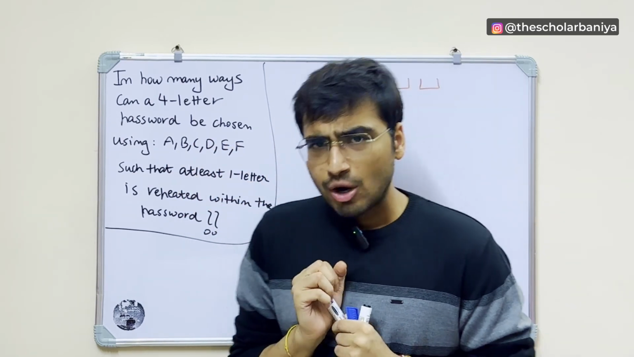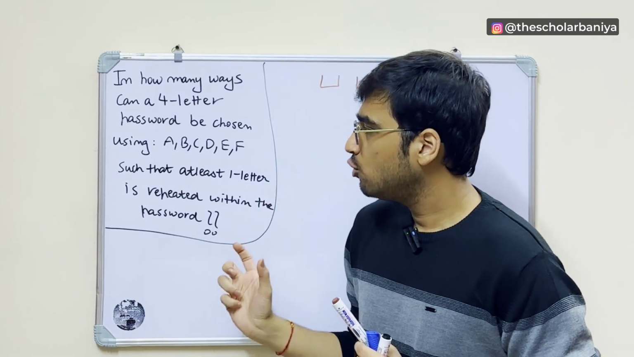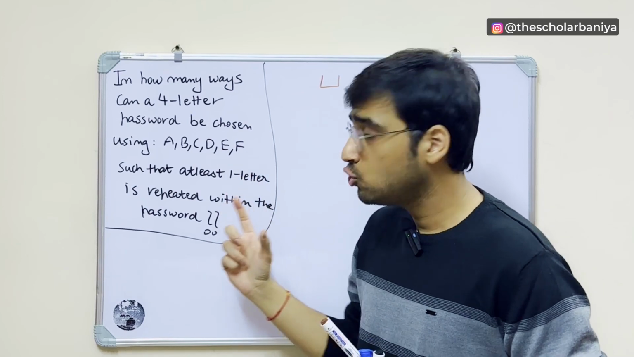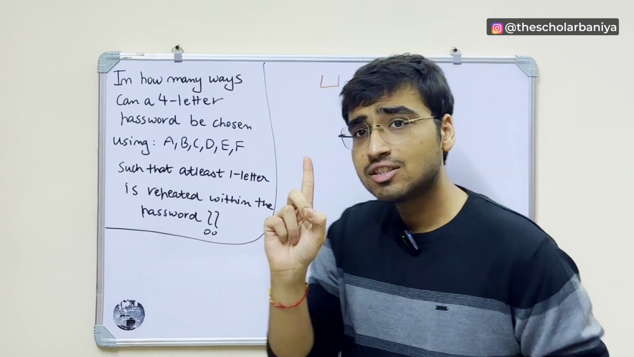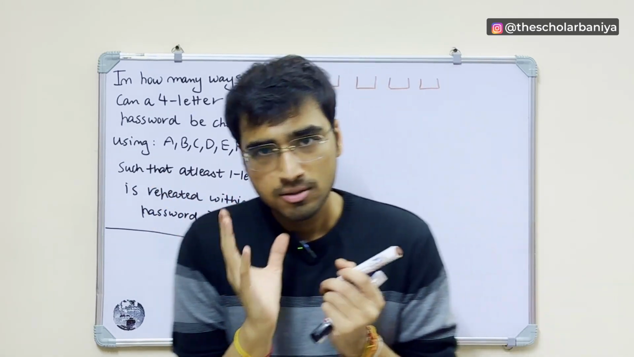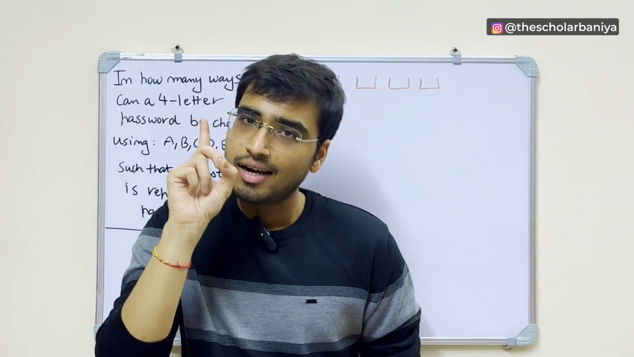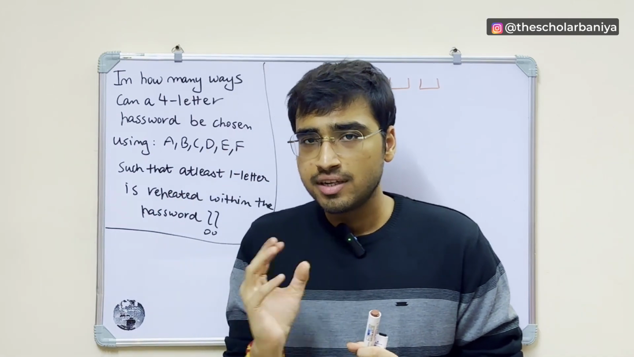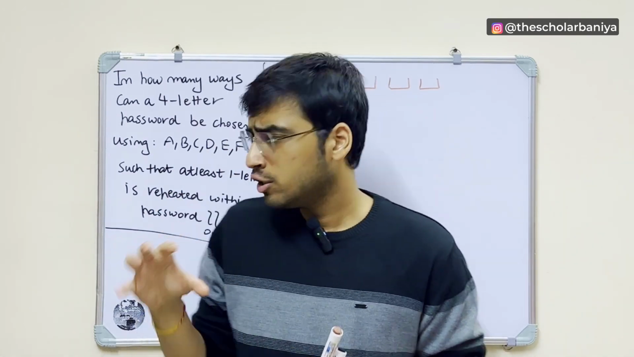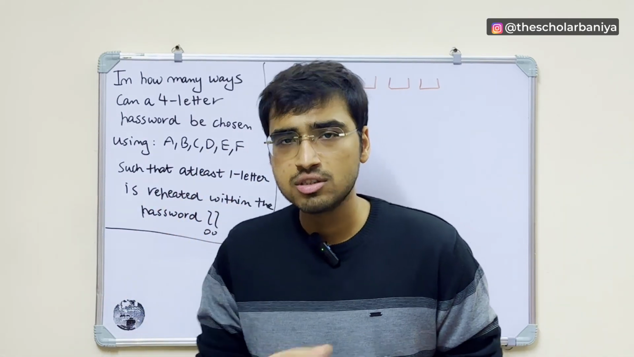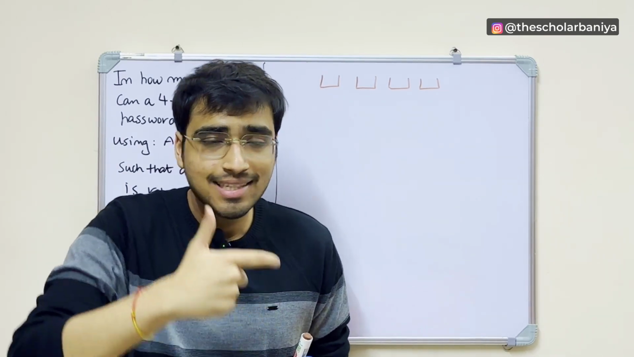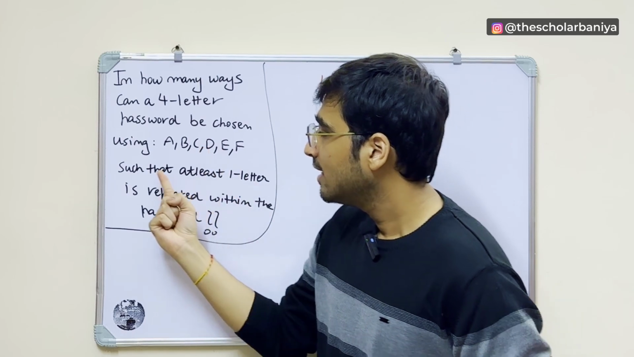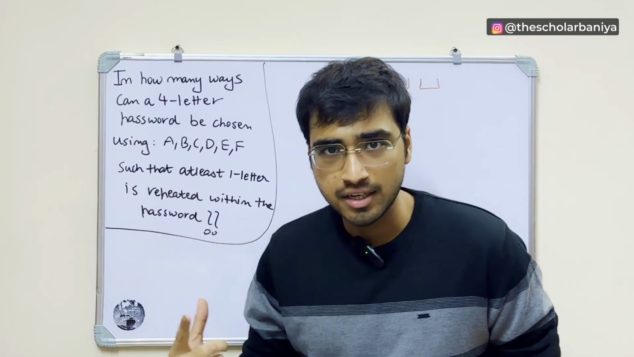Okay. So now tell me one thing. We have to find the number of ways in which the password can be chosen such that at least one letter is repeated, right? So that means in the whole password, at least one letter should be repeated. As I mentioned in a previous question, for such questions what we do is we take the exact opposite case, right?